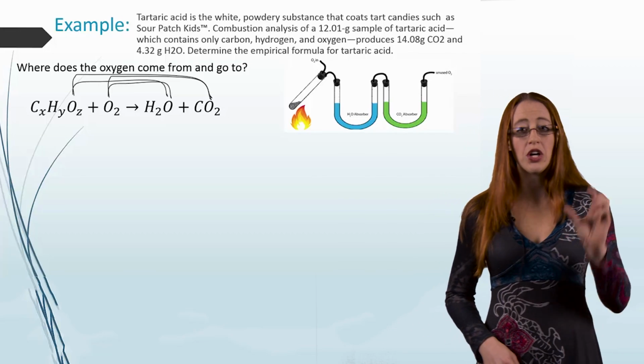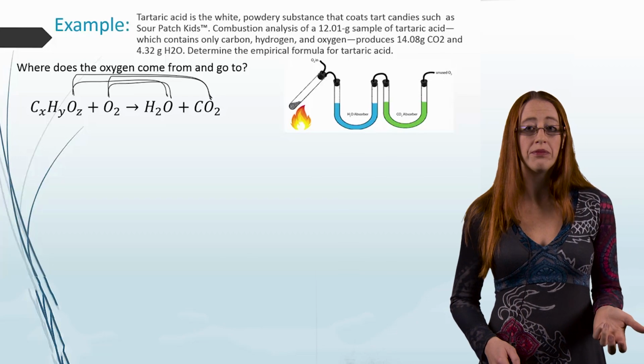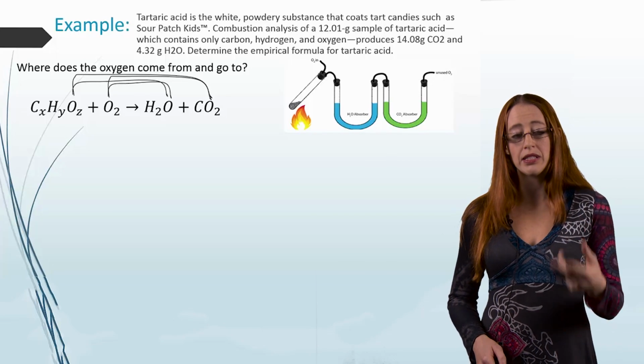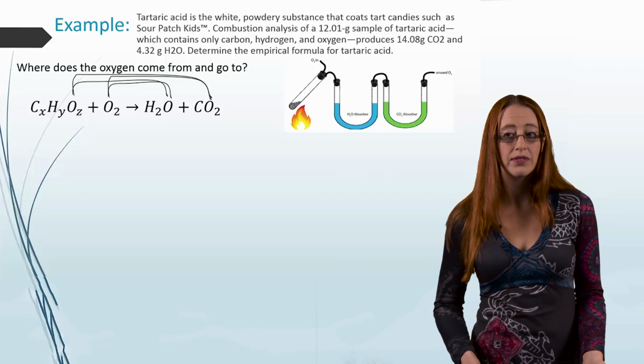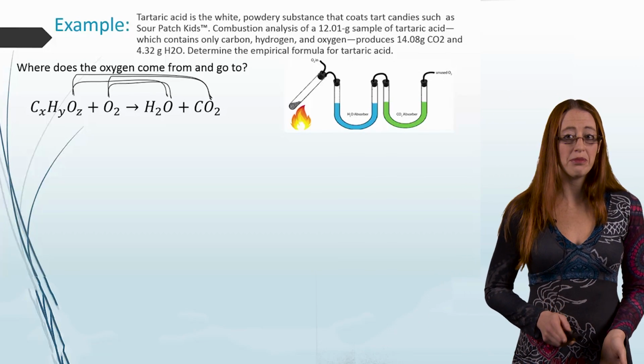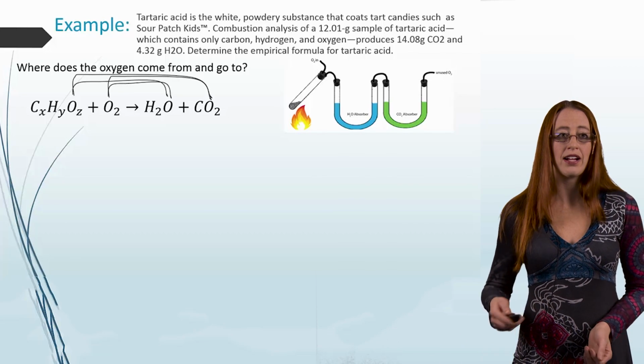However, if we know our initial sample size, and we do, I tell you that it's the 12.01, we know that carbon plus hydrogen plus oxygen has to add up to 12.01 grams. We also know how much carbon we have and how much hydrogen we have, which means that all of the rest of it has to be oxygen.